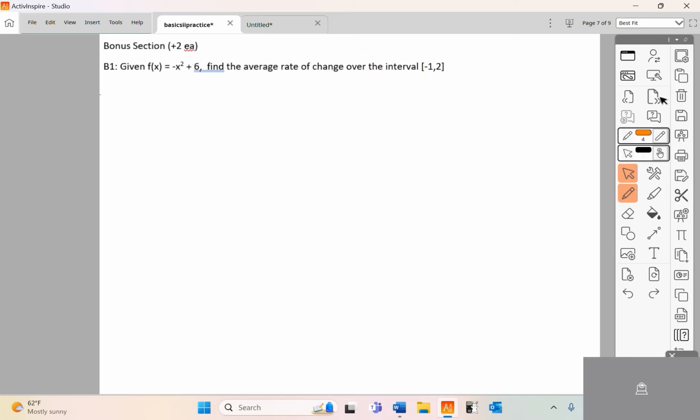On to bonuses. Let's see, we're supposed to find the average rate of change over this interval. ARC, for average rate of change, is going to be F of B minus F of A, sitting pretty over B minus A.